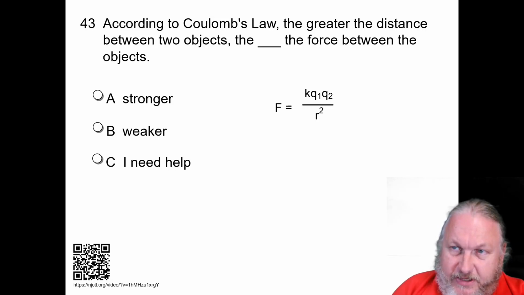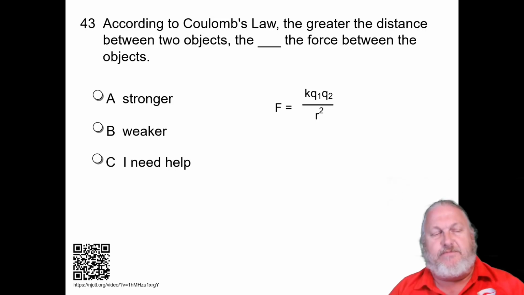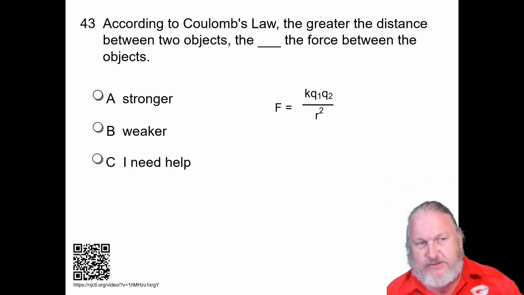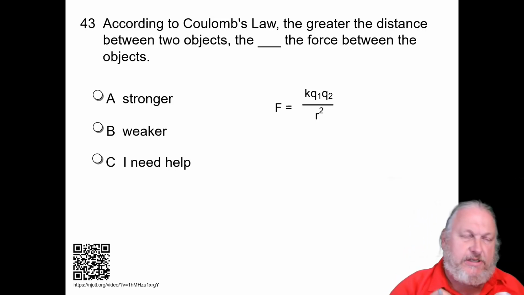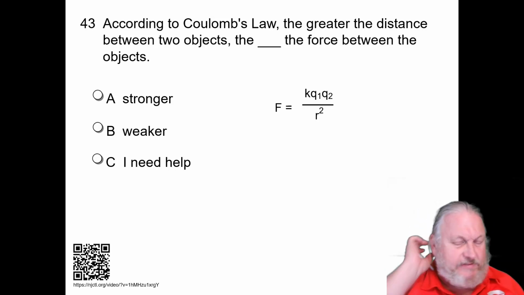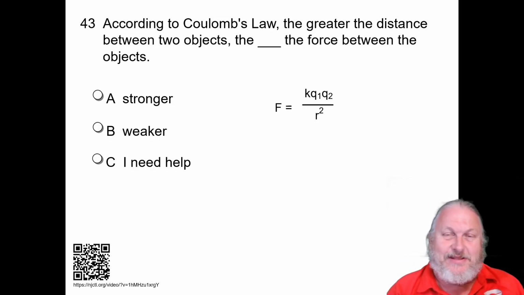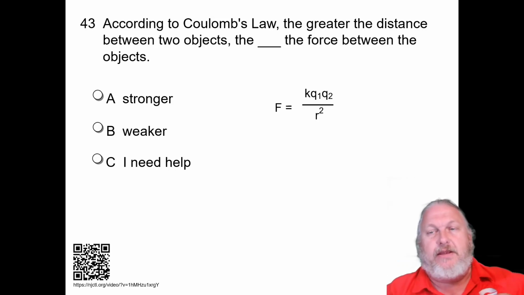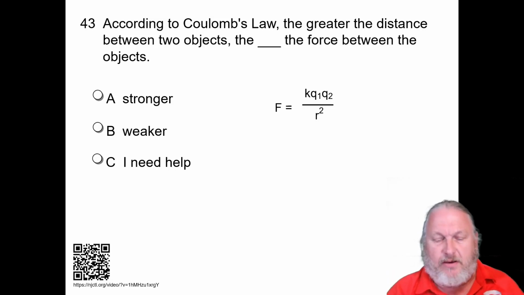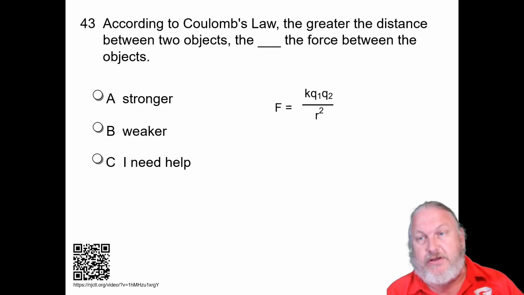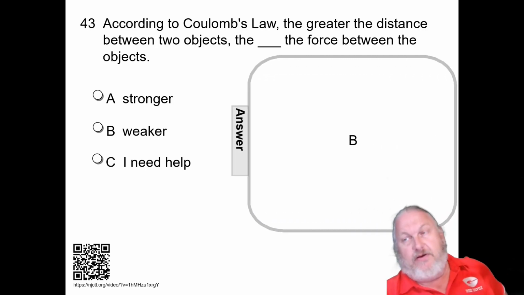The greater the distance between the two objects, the weaker the force is between the objects. As that distance increases, the force gets smaller. I might have misspoke on the previous slide. Because that distance is squared and it's in the denominator, it's going to make the force much smaller. So as the distance increases, the force gets weaker by a fair amount.